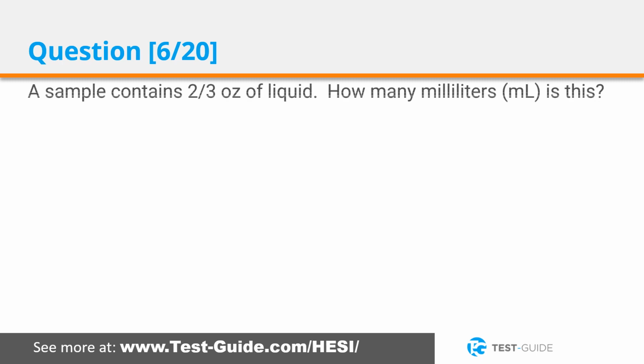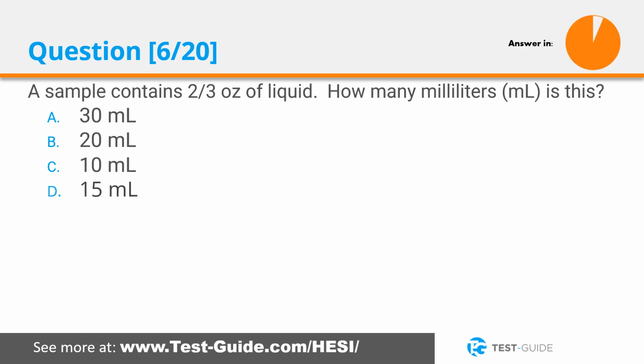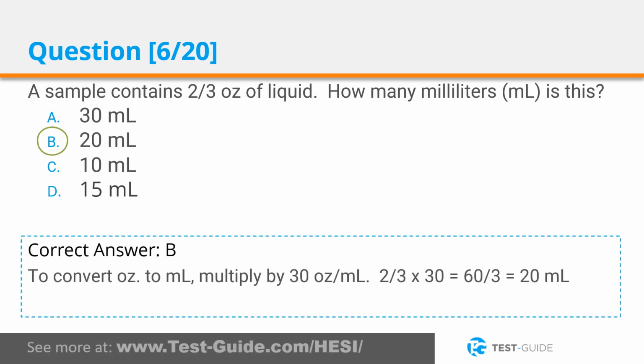Question 6. A sample contains 2/3 of an ounce of liquid. How many milliliters is this? 30 milliliters, 20 milliliters, 10 milliliters, 15 milliliters. Correct answer B. To convert ounces to milliliters, multiply by 30 milliliters per ounce. 2/3 times 30 equals 60 divided by 3 equals 20 milliliters.